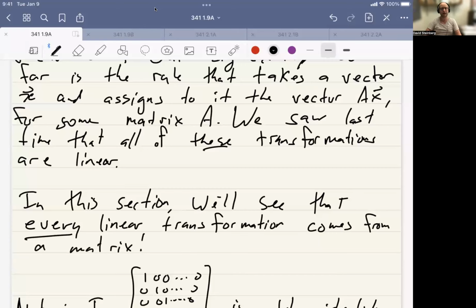Okay, so we saw last time that all these transformations that come from matrices have this nice linear property. This time we're showing that, actually, that linear property is enough to force the transformation to be of the form x gets mapped to Ax.